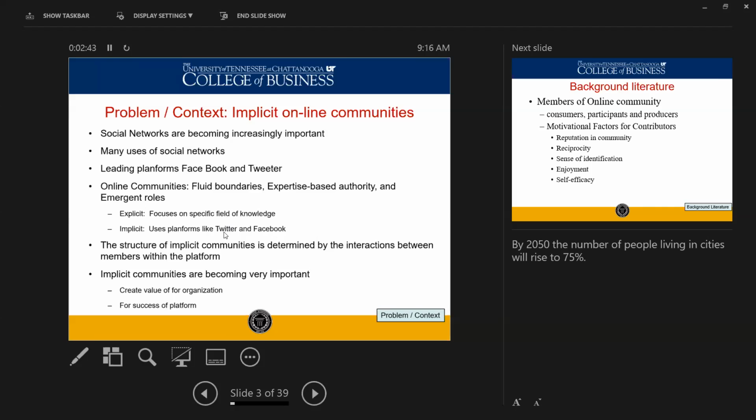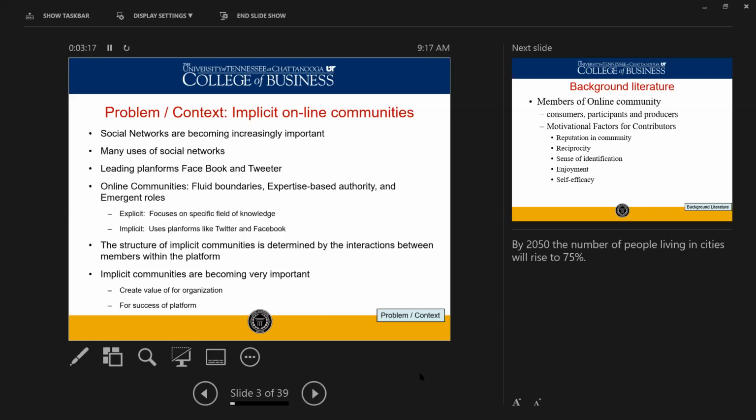But the area we are interested in is these implicit online communities. These implicit communities are not explicitly created. Nobody actually creates and controls these communities. They use platforms like Twitter and Facebook to build on, and they just get implicitly built on these platforms. The structure of these implicit communities has an impact on how people interact between them.